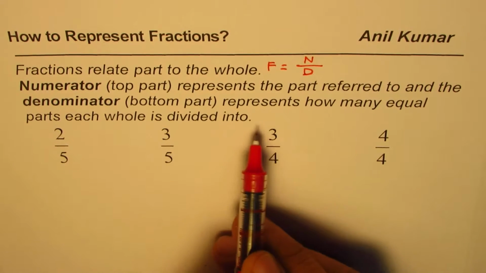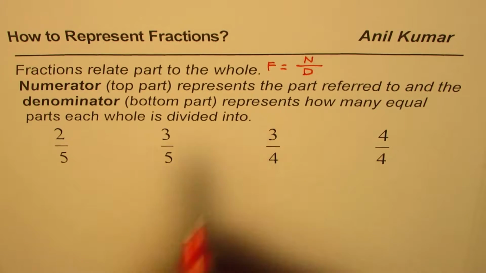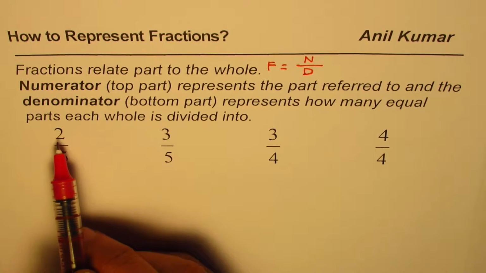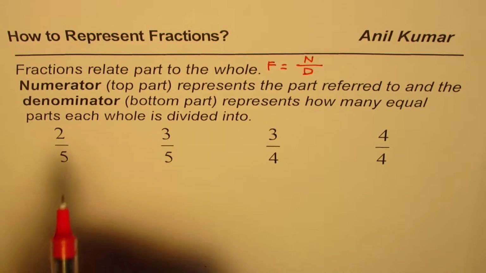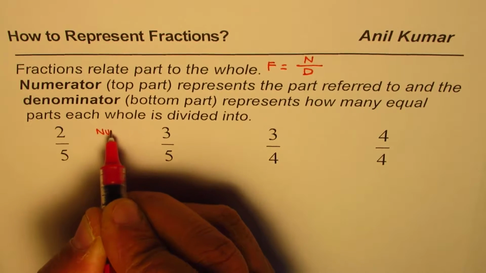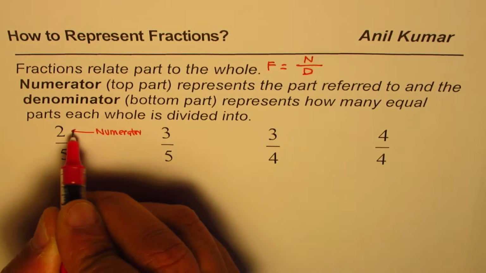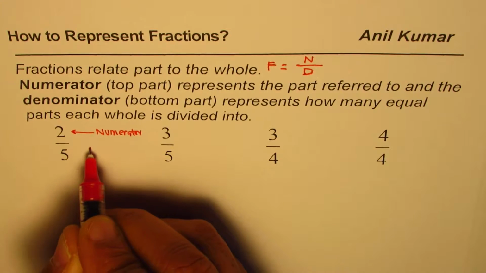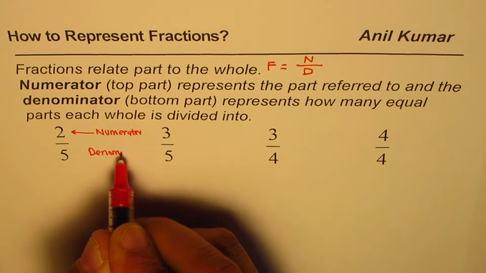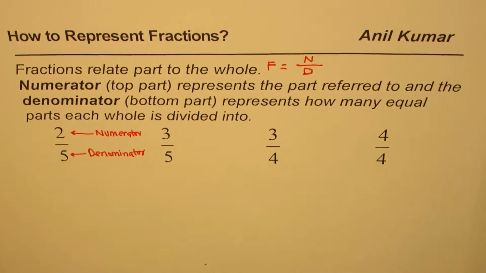Now let us take examples to really understand what we are trying to say. So let's consider the fraction 2 over 5. Now in this case, 2 is the numerator, right? So the numerator here is 2. This is the numerator. And 5 is the denominator.